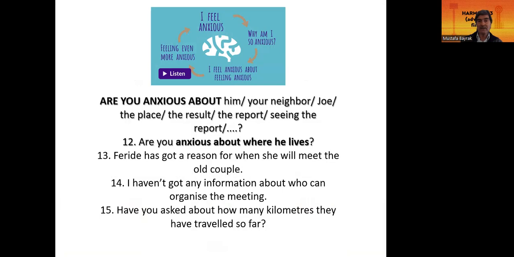13, Feride has got a reason for when she will meet the old couple. Feride has got a reason for when to meet, in a reduced form as a phrase now, okay? When she will meet the old couple is the clause, a dependent clause that defines the main clause. Feride has got a reason for when to meet the old couple as a phrase.